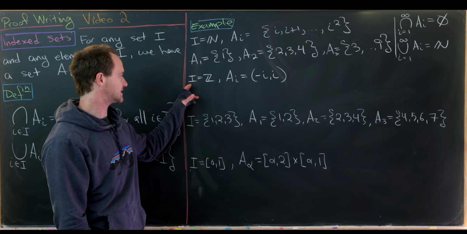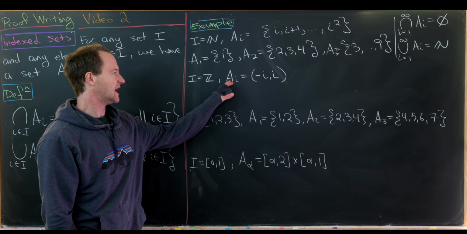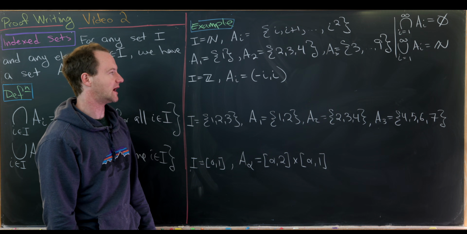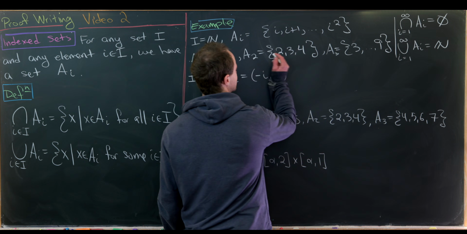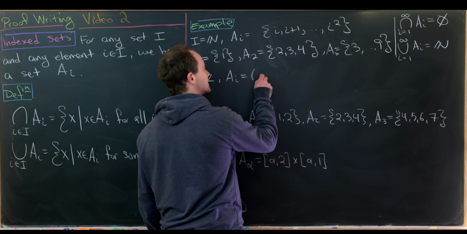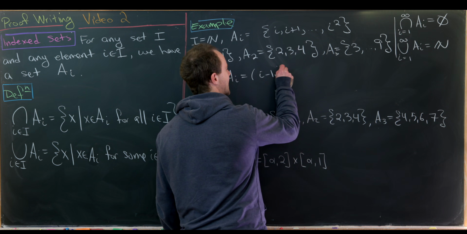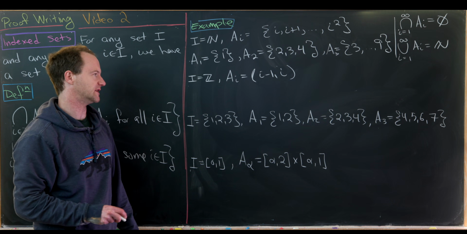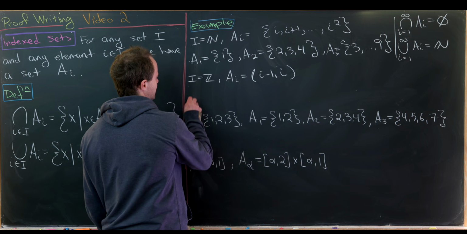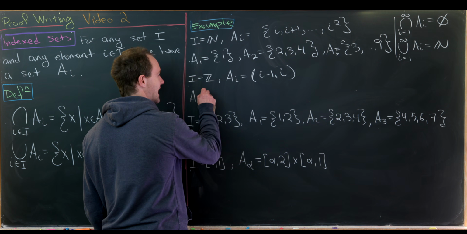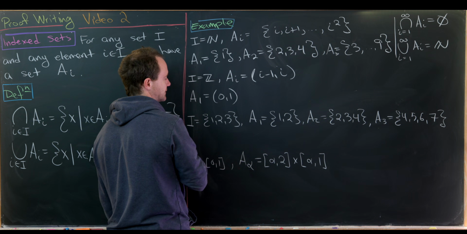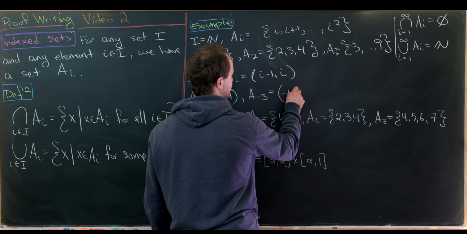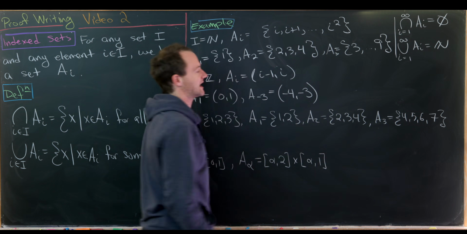Now let's look at our second example. So we've got I as the integers, and then A sub I is the open interval from negative I to I. Actually, I'm going to change this a little bit. Let's change this to the open interval between I minus 1 and I. I think that's a little bit more interesting, and it'll go back to a previous example. So now maybe let's look at a couple of examples. So A sub 1 will be the open interval between 0 and 1. A sub negative 3 will be the open interval from negative 4 to negative 3.